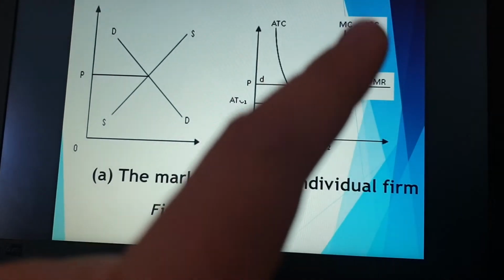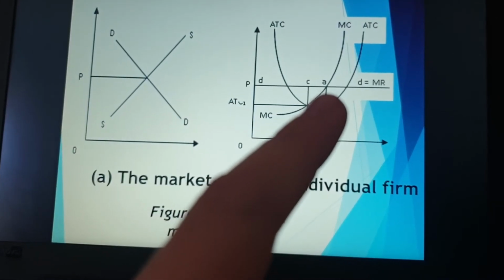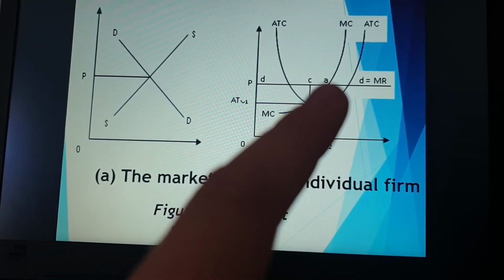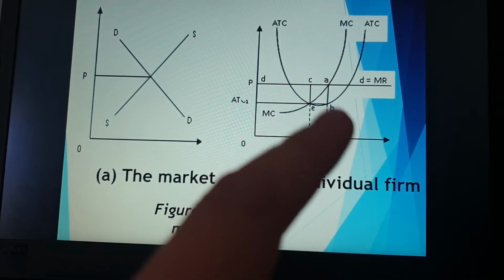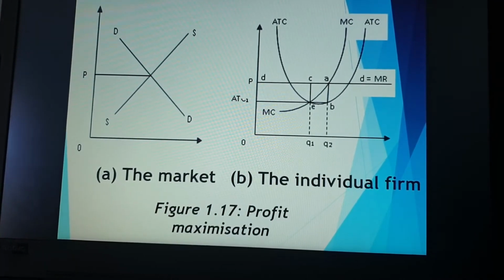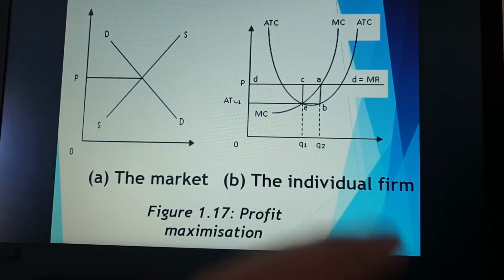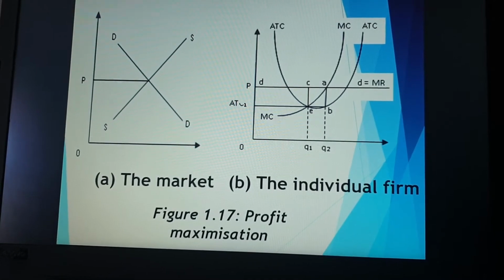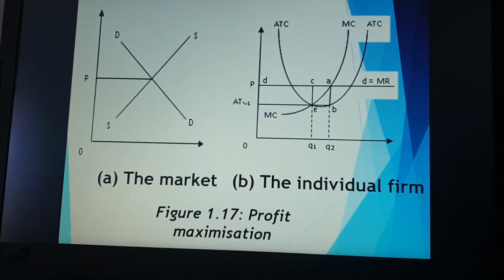But at point A, I can see my MC curve is cutting through my MR curve. And that is where they meet each other. So that is basically equilibrium, if I can put it that way. Meaning my profit maximization point. And that is where the business will then produce, because they're going to maximize the profit at point A.